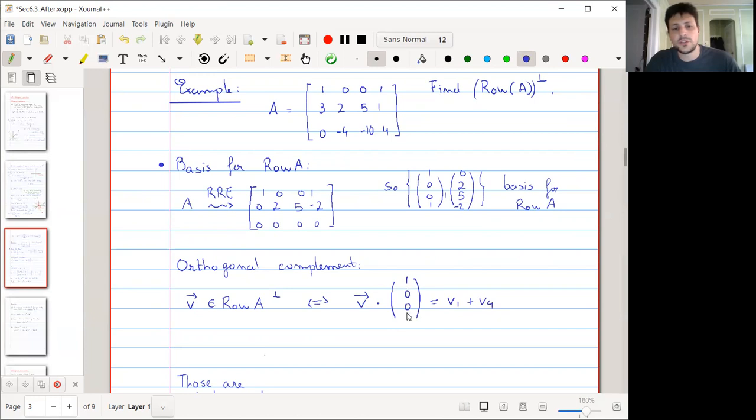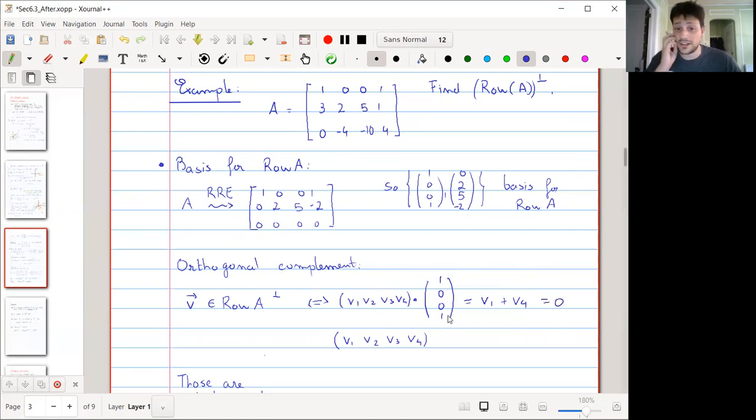Those are the two entries of V that are getting selected there. Maybe allow me to write it like this. I'll write V as V1, V2, V3, and V4. The other condition is that V1, V2, V3, and V4, the condition is that this is equal to 0.